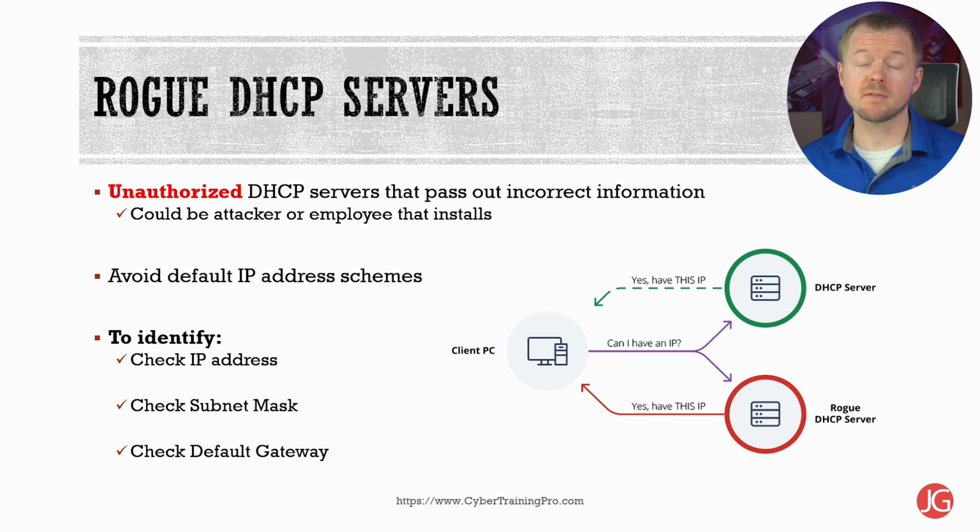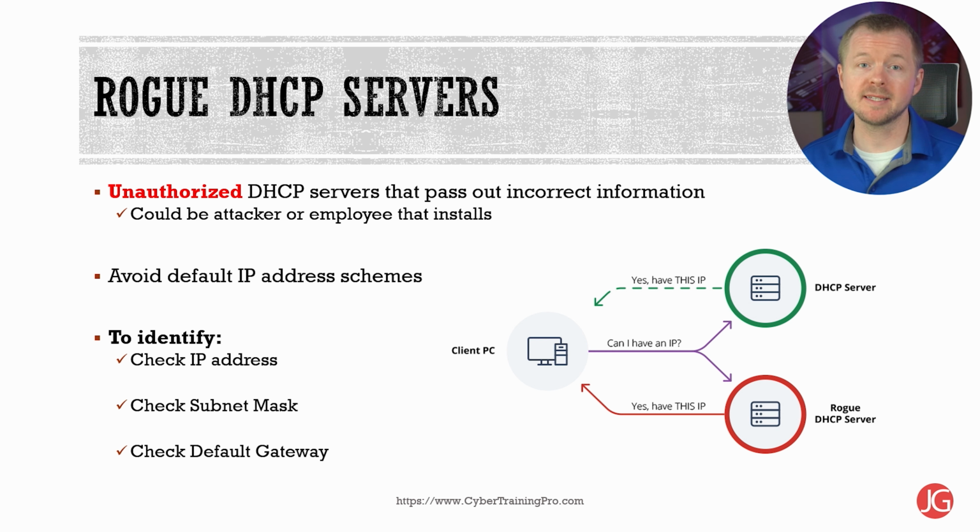Rogue DHCP servers are unauthorized DHCP servers that pass out incorrect IP information to clients. This can be malicious when an attacker implements a new DHCP server, or it could be an employee who brings in their own router and that starts passing out information. Malicious attackers implementing a rogue DHCP server are more dangerous than an employee doing this because this can lead to attackers having the traffic route through them, also called a man-in-the-middle attack, and then they can see the actual traffic and do bad things with it.